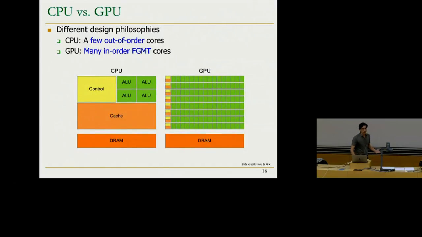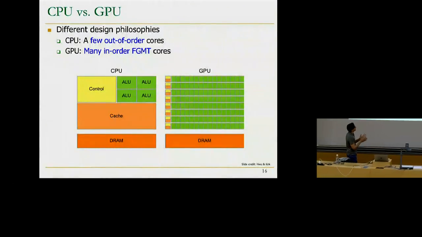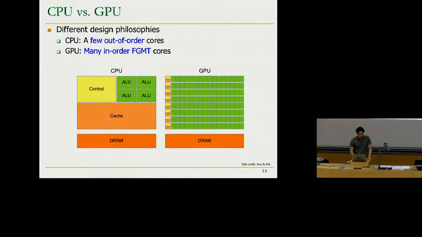Maybe you are already familiar with the distinction between CPU and GPUs, but let's quickly recall it. A CPU typically has only a few out-of-order cores. In GPUs, we have many in-order, fine-grained, multi-threaded cores. In the CPU, as you can see, most of the chip area is devoted to control and to large caches. In the GPU, on the other hand, we have many in-order cores, so most of the die area is devoted to these functional units.